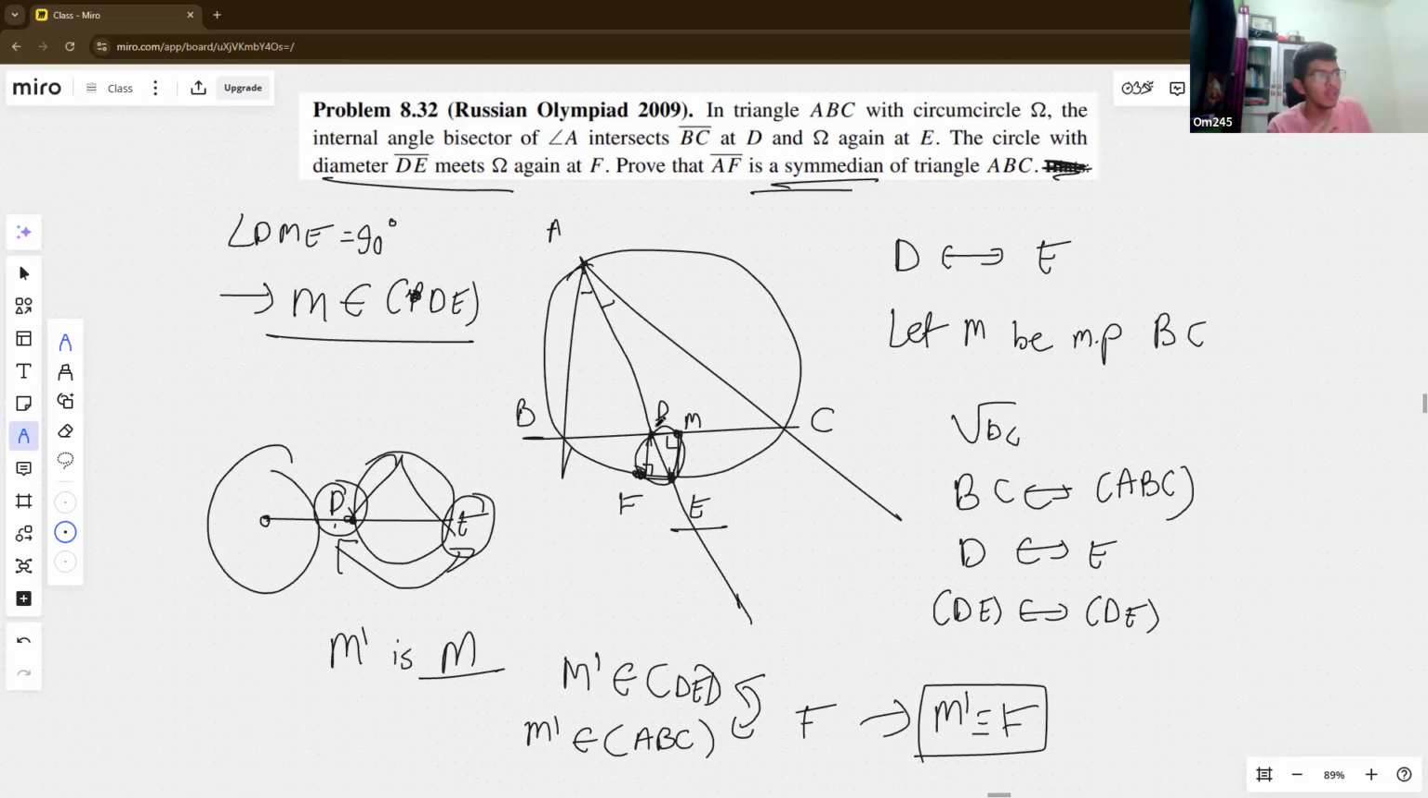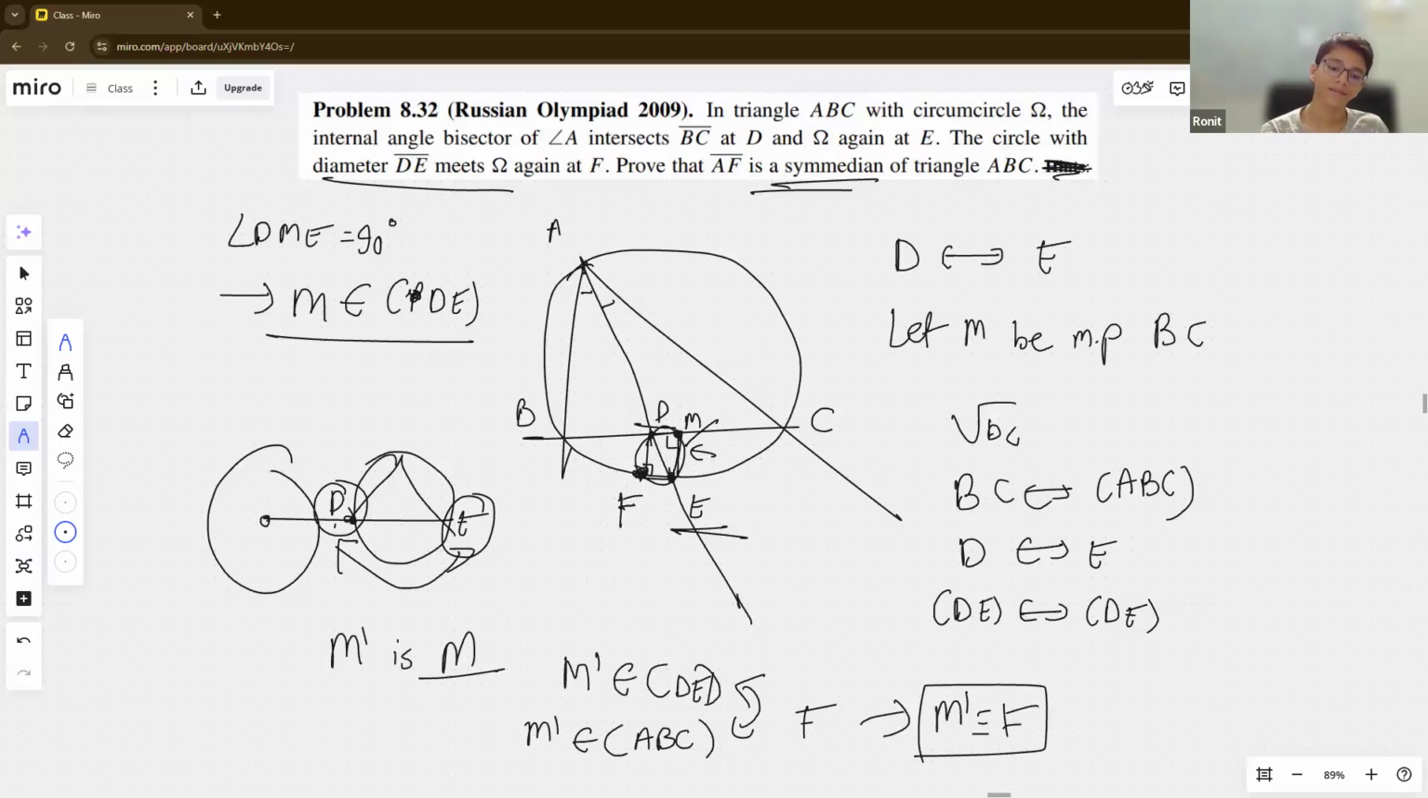But yeah, here the main fact was that D maps to E because they are on the angle bisector. Then M also lies on this circle, and that's why M will map to F because of bijection. M lies on BC, and M lies on this circle. So F is the same as the image of M. Everyone understands the thing, right?